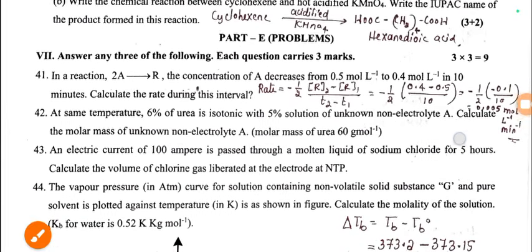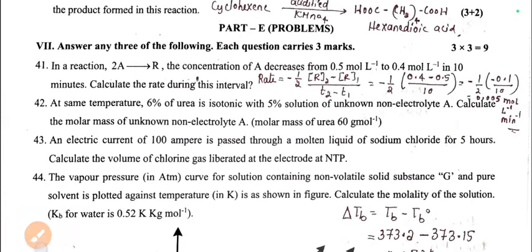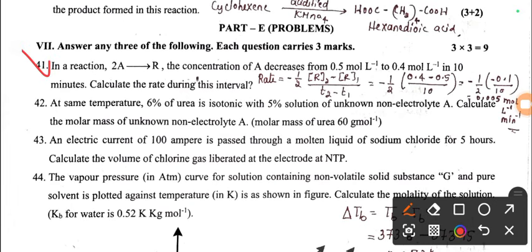Now come to the problem section, part E. The 41st question is from chemical kinetics. They have given one reaction, and the concentration is decreasing from 0.5 to 0.4 moles per liter in 10 minutes. So we need to calculate the average rate. This is the formula to calculate the average rate. When you substitute and calculate, you will get 0.005 mole per liter per minute.